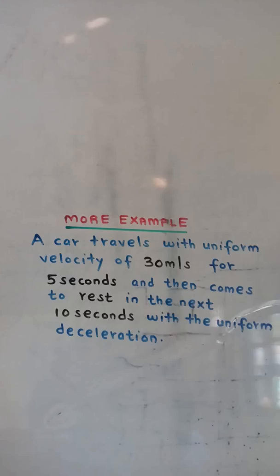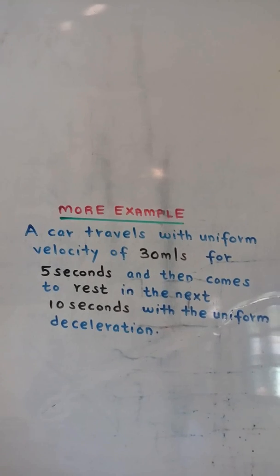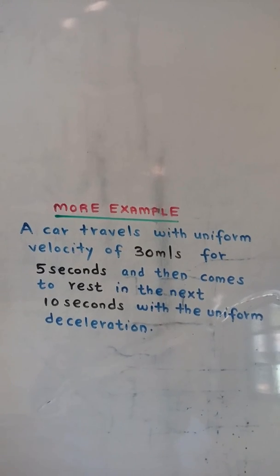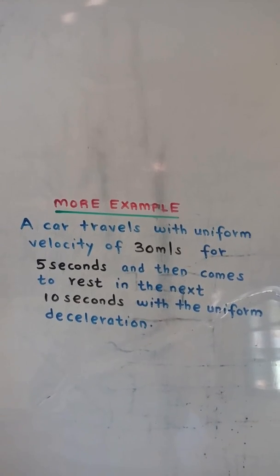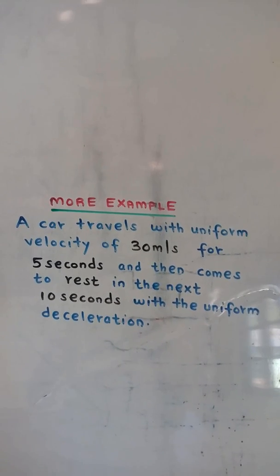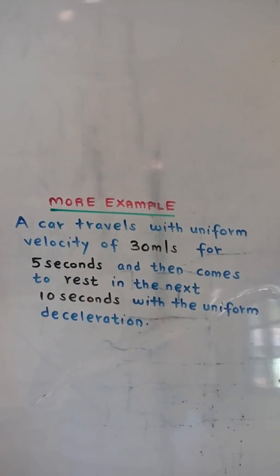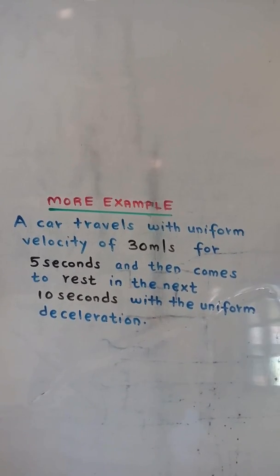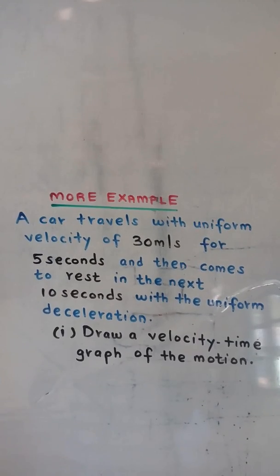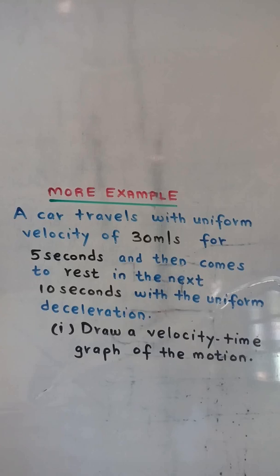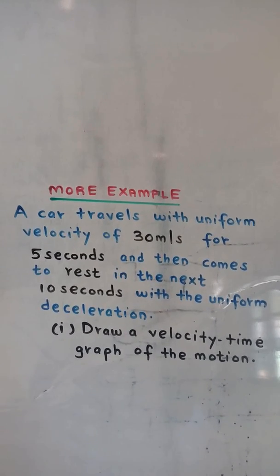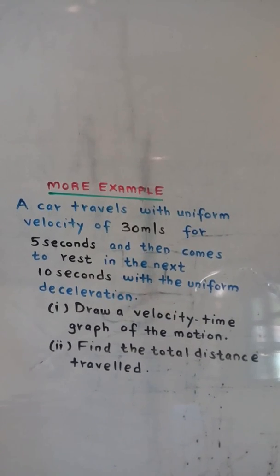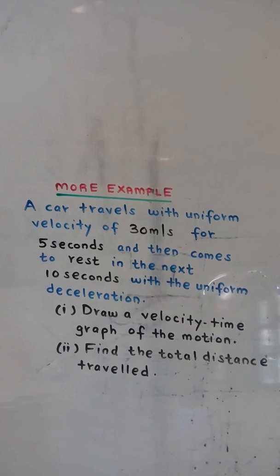More example. A car travels with uniform velocity of 30 meters per second for 5 seconds and then comes to rest in the next 10 seconds with the uniform deceleration. Roman 1. Draw a velocity time graph of the motion. Roman 2. Find the total distance traveled.